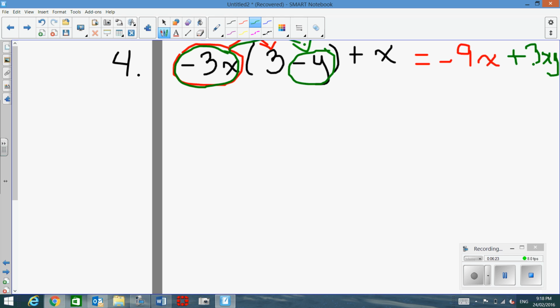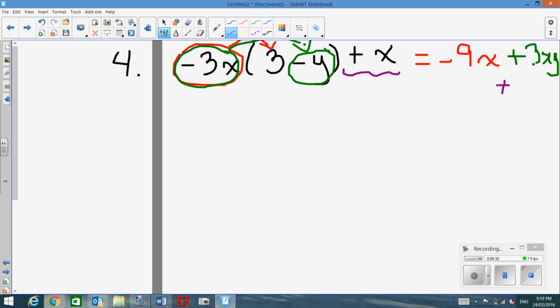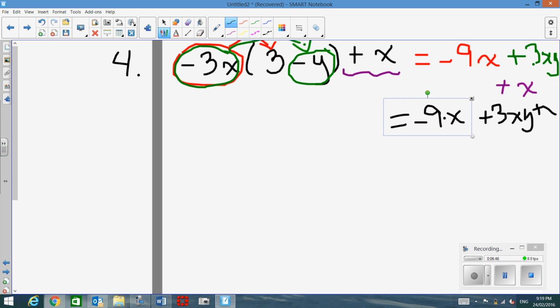However, we still have, I'll use purple for this, we still have this plus x on the end. So I'm going to add the x onto the end. So what I'm really looking at now as my answer is negative 9x plus 3xy, and then plus another x.